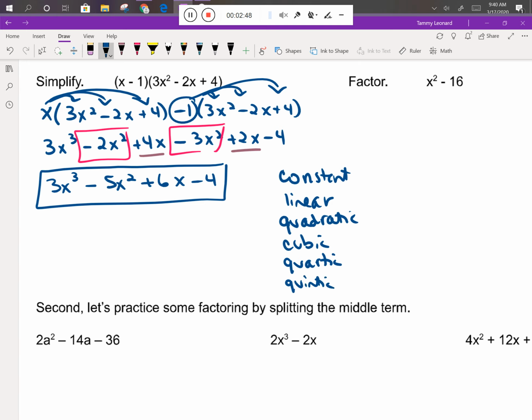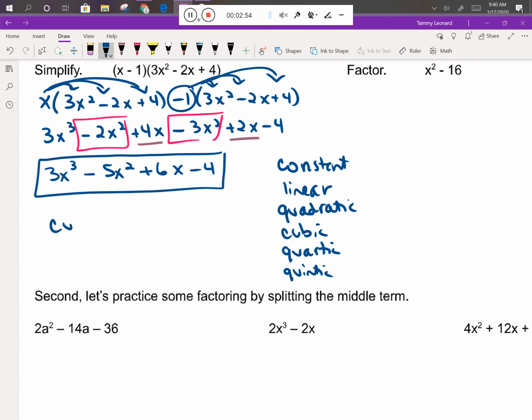So as I look at this polynomial and I see that the highest power in the answer is 3, I would describe this thing as being cubic. That's classifying it based on its degree. Then we had a few terms dealing with how many terms there were in the problem. So we have monomial when there's only one term. We have binomial when there are 2 terms. Trinomial when there are 3 terms.